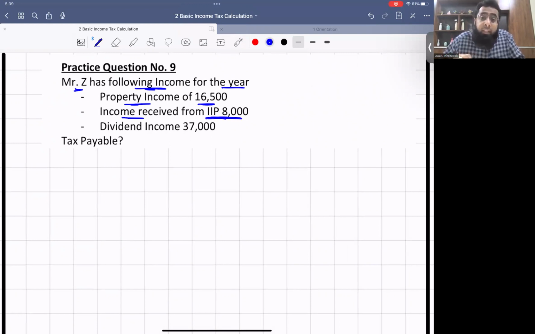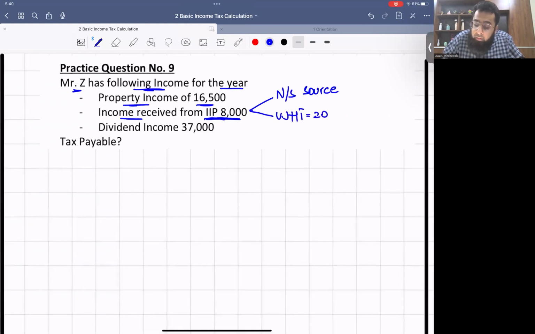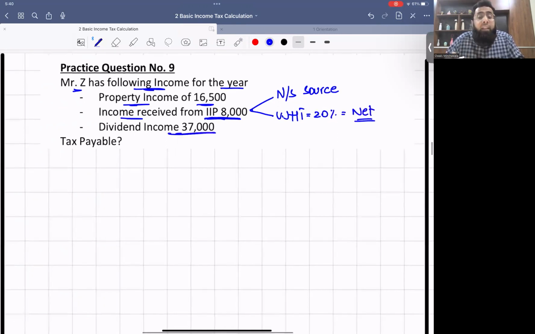Sir, which source is it? If the examiner is silent, we assume it as a non-saving source. Because in IIP, if it is a non-saving or saving source, we treat it as non-saving income. And withholding tax is 20%. Since the examiner is silent, we will assume the amount is net. Okay? Dividend income is 37,000. Let's look at it. I want you all to concentrate on it. Again, a simple question.